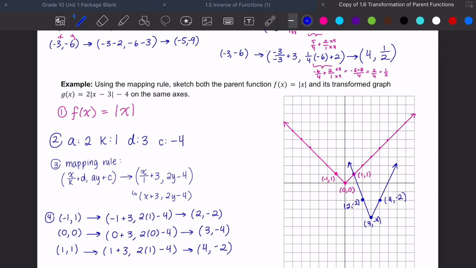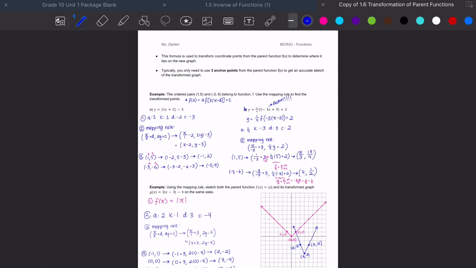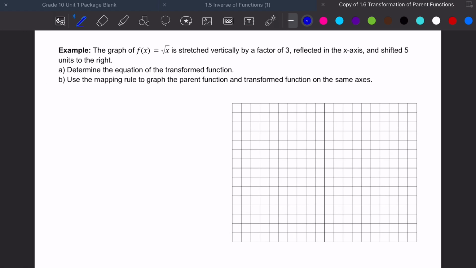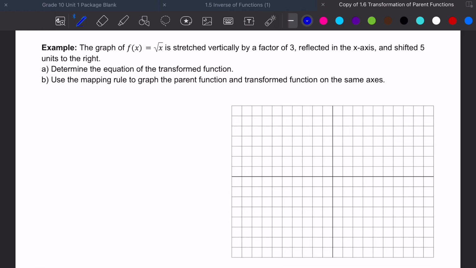And that's it. You're going to do those same steps every single time. So for the last example, which I would aim to get done, I gave you a square root function. I told you the transformations that have happened to it. So I want you to now translate those to A, K, D, and C, create your mapping rule, send it through the mapping rule, and tell me what your function looks like.